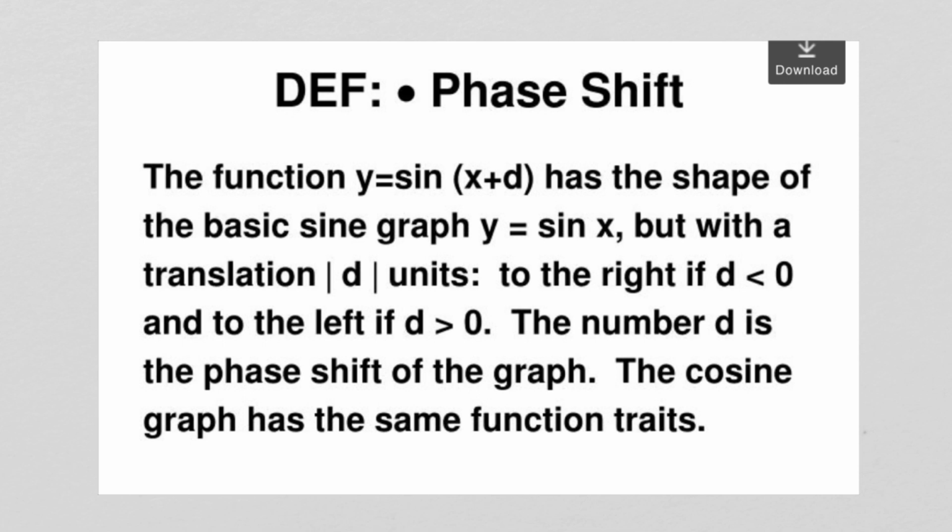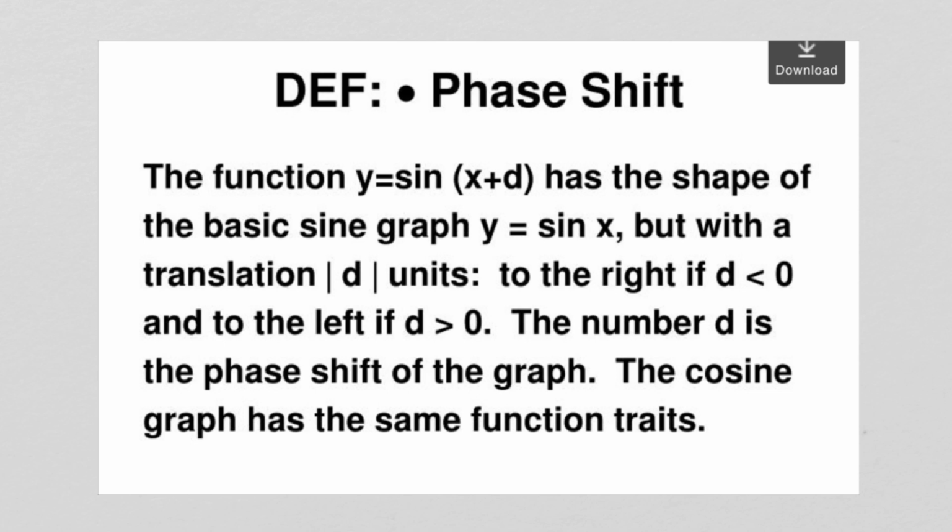Phase shift. A function y equals sine of x plus d has the shape of the basic sine graph, y equals sine x, but with a translation of d units. So what that basically means is, if I have the x plus d, I would set that equal to 0, and it would tell me what the phase shift is, how much I'm going to the right or going to the left.